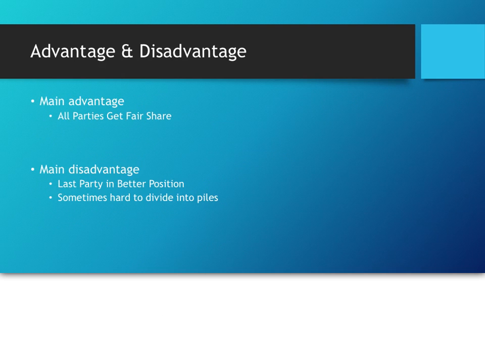Now, here are the main disadvantages and advantages of all of these. Okay? The main advantage is that in every one of these methods, all of the parties are getting their fair share. Now, the disadvantage is that there's a better position to be in. It turns out it's always best to be in the last, or the choosing position. Okay? It's always best to be in that position.